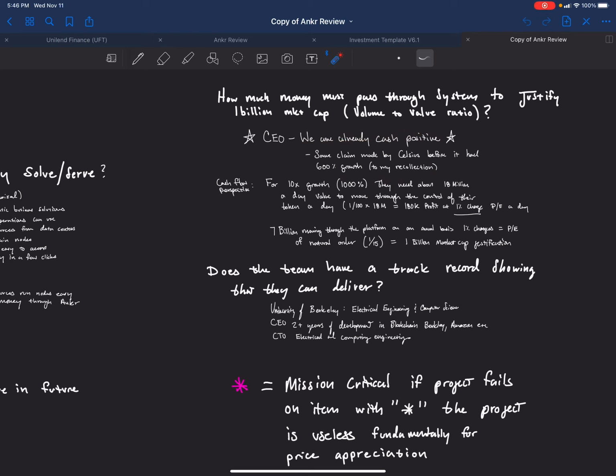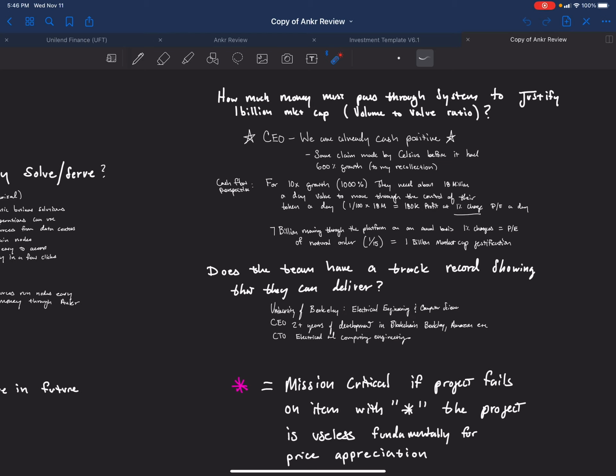All right, from a cash flow perspective, for a 10x growth from here, where they are now, they need about 180K profit a day if they were doing a 1% charge on their fees.